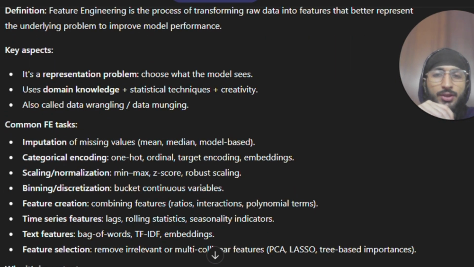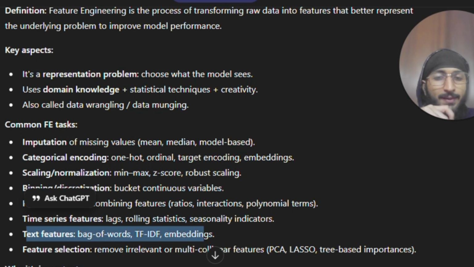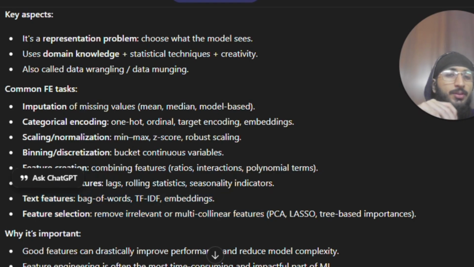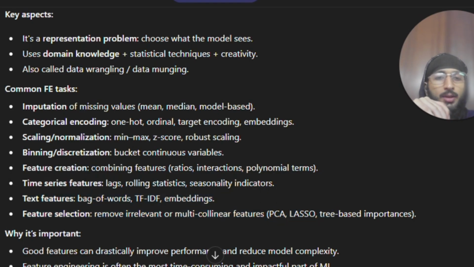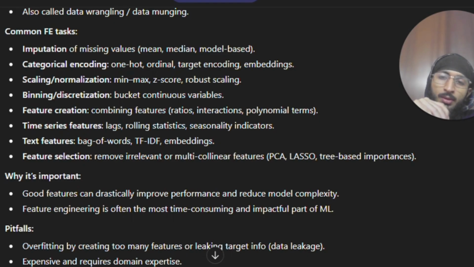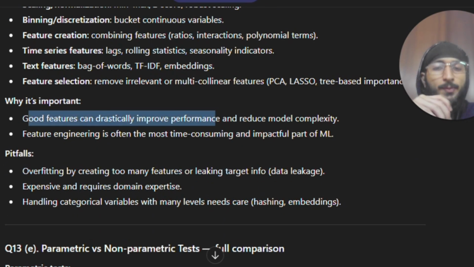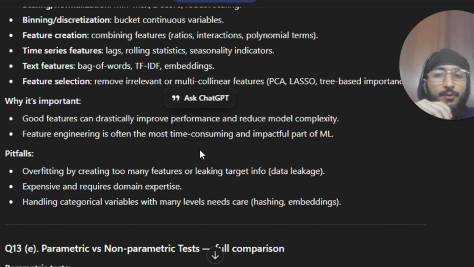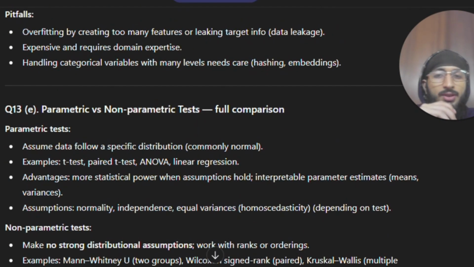So common feature engineering tasks: imputation of missing values, mean, median, model based; categorical encoding, one hot, ordinal, target encoding, embeddings; then scaling and normalization using min-max scaling or Z-score, robust scaling; binning, discretization; then feature creation, time series features, text features, bag of words, TF-IDF, word2vec; and also feature selection, removing irrelevant or multi-collinear features using PCA, lasso, or tree-based importances, right? So why is it important? Good features can drastically improve performance and reduce model complexity, and feature engineering is often the most time-consuming and impactful part of ML.